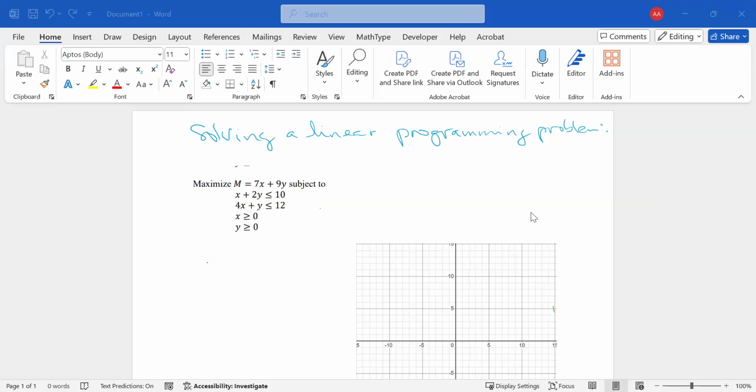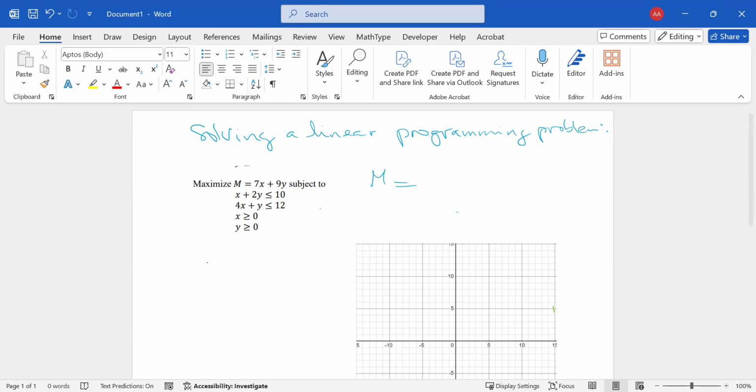Hello, everyone. Today we're going to show you how to solve a linear programming problem, which is a maximization or a minimization problem, right? And we're going to try to solve this example right here. All right, so the M is called the objective.